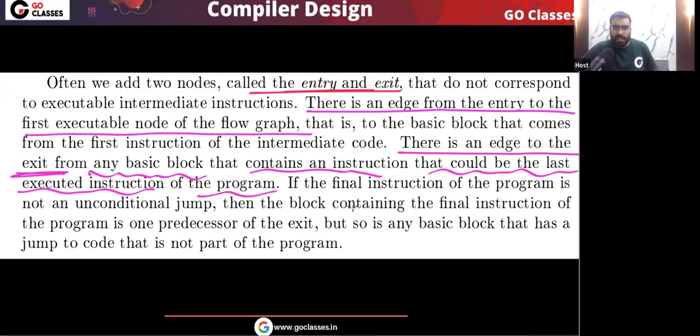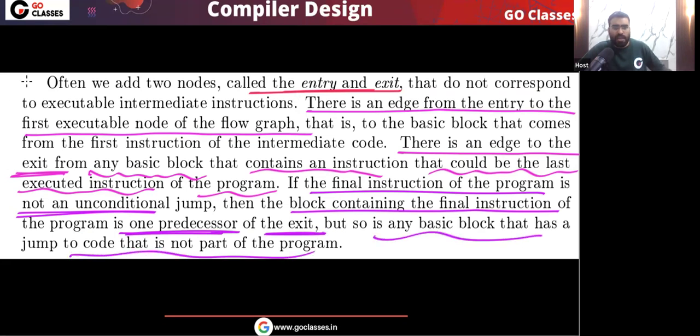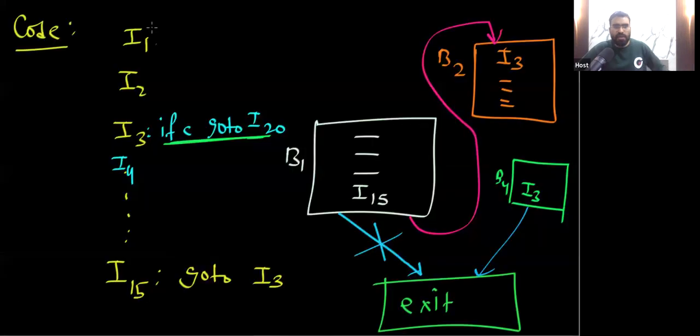Everything is written here. If the final instruction is not an unconditional jump, then the block containing the final instruction is one predecessor of the exit. But remember, there can be multiple predecessors of the exit. You can have multiple predecessors of the exit.